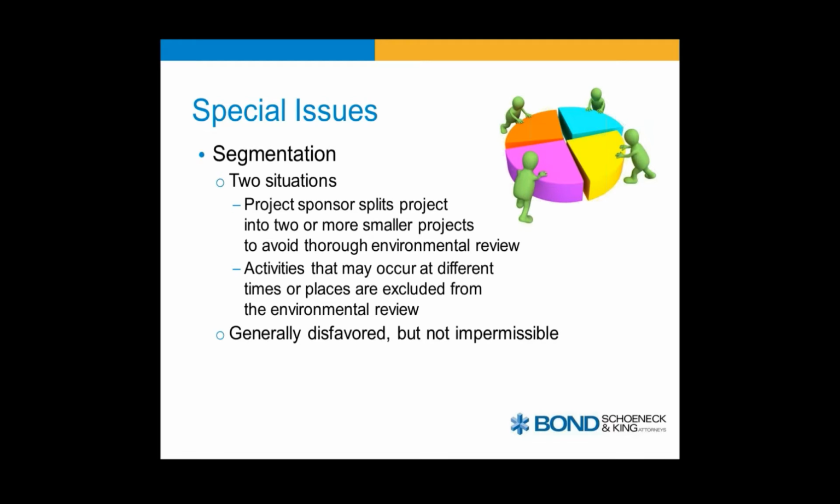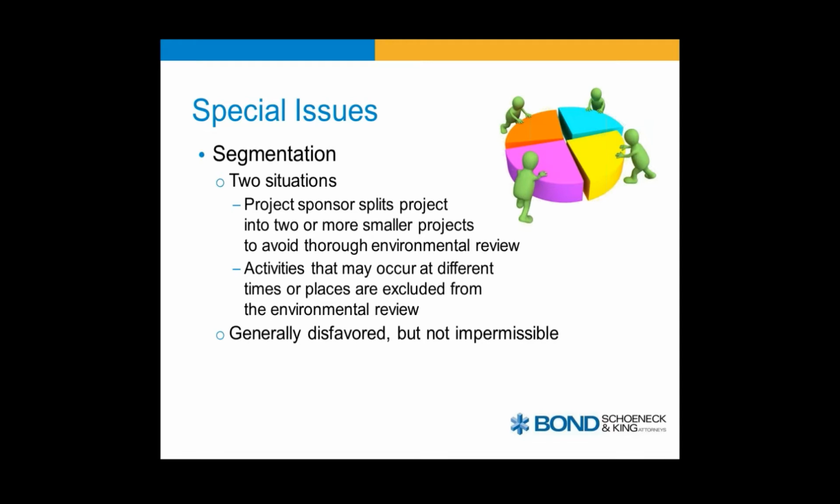And so there are two situations when segmentation occurs. It can be when the project sponsor splits the project into two or more smaller projects in an effort to avoid a more thorough environmental review, or when the activities occur at different times or different places. And segmentation is not favored, but it is not strictly prohibited. So there are limited circumstances where it may be permissible, and that is when information on future project phases is speculative, those future phases may not occur, or the future phases are functionally independent of the current phases.